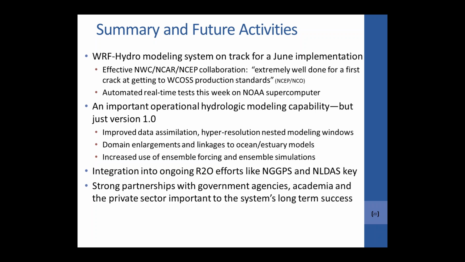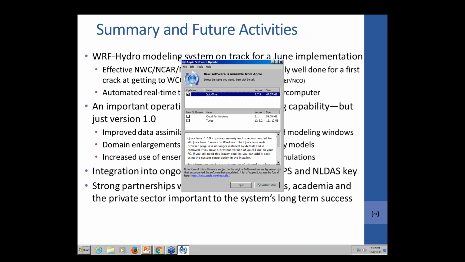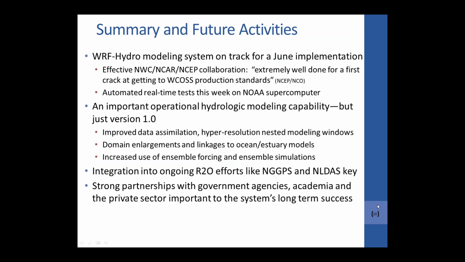I want to emphasize that when this gets implemented in June, it will provide a good number of pretty revolutionary capabilities, I think. But it's just version 1, and we have a lot more improvements on the way, a lot more areas to address. Some of these are listed below in terms of improved data assimilation. We're looking at implementing hyper-resolution nested modeling windows to zero in on specific events, say flash floods. We'll eventually be enlarging our domain to include Canada and other parts of North America and also Hawaii.